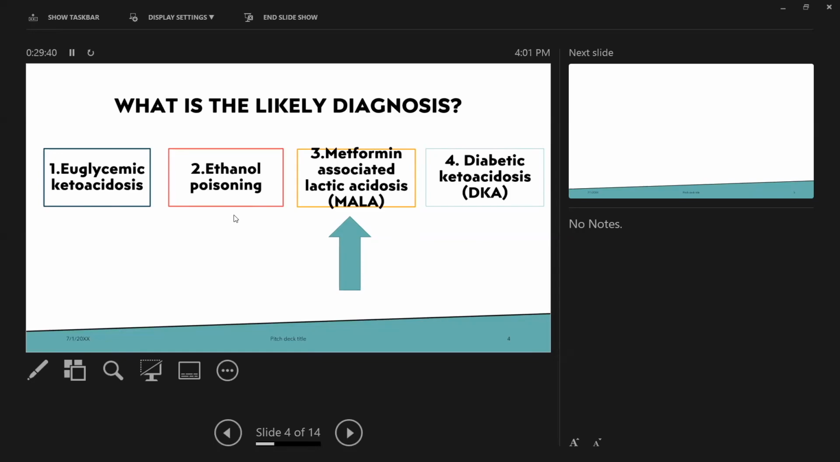Enteral poisoning. From the history, you couldn't get any evidence to suggest this, although she has major depressive disorder. It's a possibility, but it's not the likely diagnosis. Why not DKA? In DKA, usually your serum glucose, your capillary sugar, will be sky high. Okay, so the most likely diagnosis is metformin lactic acidosis.